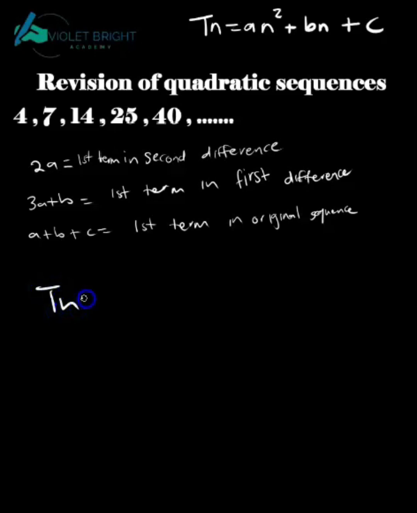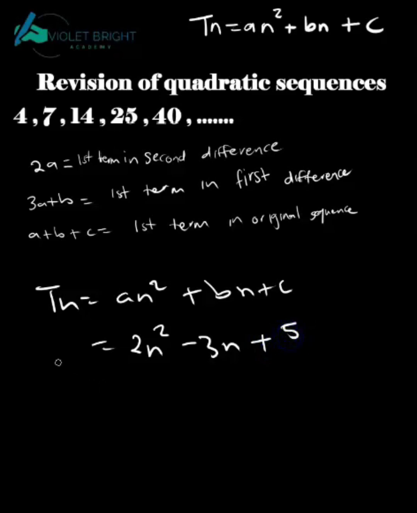So it was Tn equals an squared plus bn plus c. So remember it was 2n, and here it was negative 3, because of its plus and negative, you just put a negative sign. Plus 5. So now we can try to test whether our equation is right or wrong. So we can just do substitution here, substitution here, substitution here. I'm going to give you just 3 minutes to do the first term.